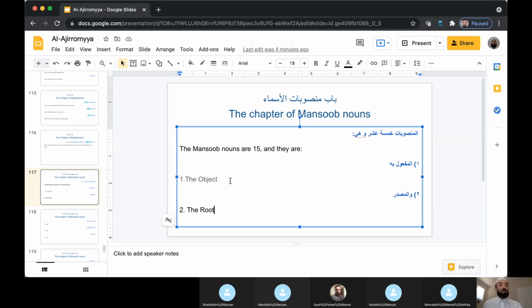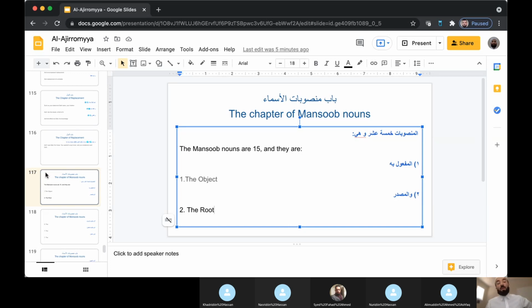Can someone give me an example of an object in a sentence? For example, I say, Peter drank water, or Peter saw a horse. Water and a horse, both of these are objects in these sentences.